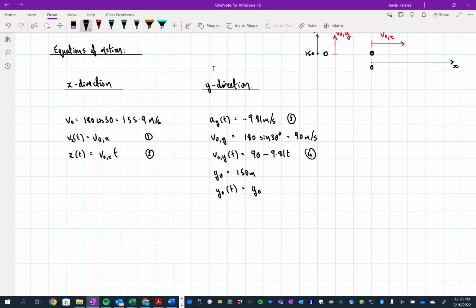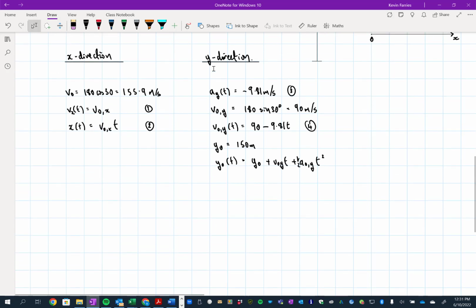Therefore, y at time t is just going to be equal to, we maybe should write it out, y naught plus v naught y times time plus a y, or a naught y, whatever you want to call it. It's just a constant. It's the initial acceleration, but it's actually the acceleration at any time because the acceleration is constant, and it's a half a y t squared. So y naught, that's 150.